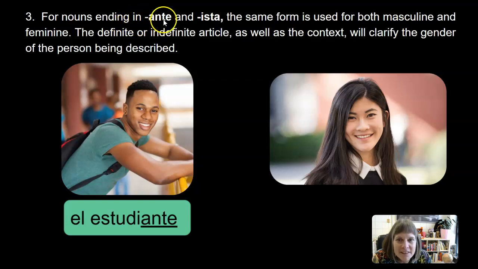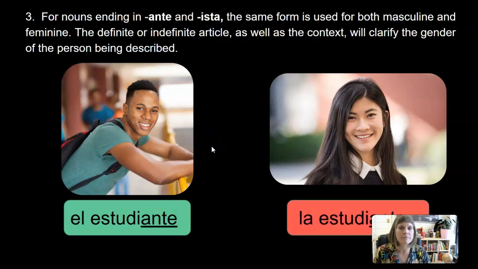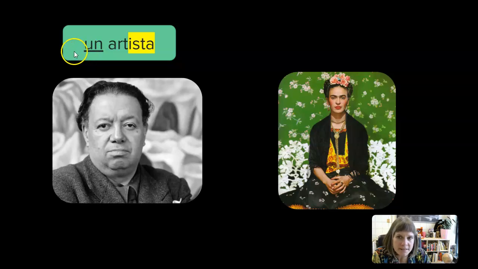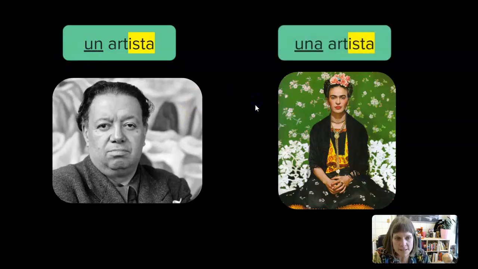For nouns ending in ante or ista, the same form is used for both masculine and feminine. The definite and indefinite article, as well as the context, will clarify the gender of the person. El estudiante. Ante is not going to change, so it would just be la estudiante. Doesn't matter. Un artista. Una artista. So ¿cómo se llaman los artistas famosos en la foto? What are the names of these famous artists? Los dos eran mexicanos. They were both Mexican.